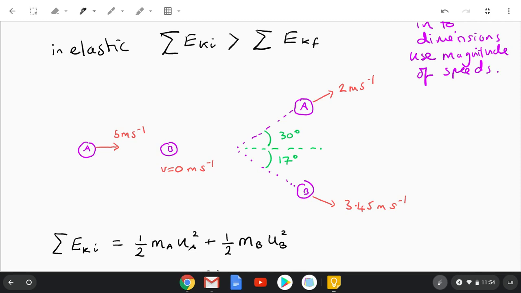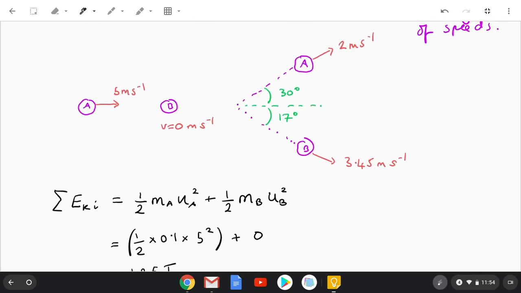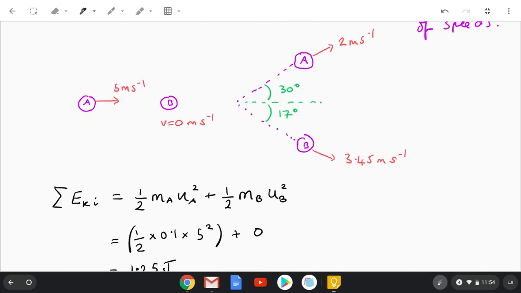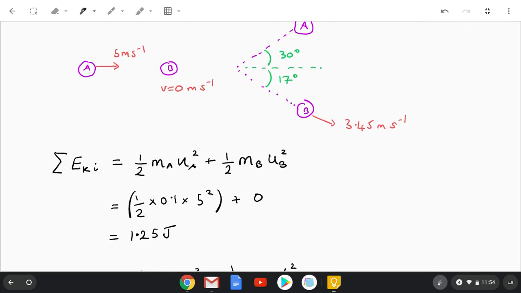Total kinetic energy before is the kinetic energy of puck A plus the kinetic energy of puck B. That's a half mv squared: half times 0.1 times 5 squared, plus 0, because this is not moving, no kinetic energy. We get a kinetic energy of 1.25 joules.